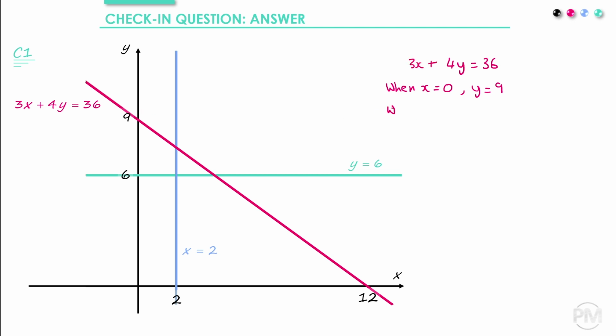Next, I'm going to consider what happens when y equals 0. That's going to eliminate this term. That gives us 3x equals 36, which means x equals 12. That gets us this point down here. If we have a straight line and we know 2 points on it, we can draw the straight line by going in between the 2 points. That saves you having to rearrange it to get y equals in order to draw lines of this form.